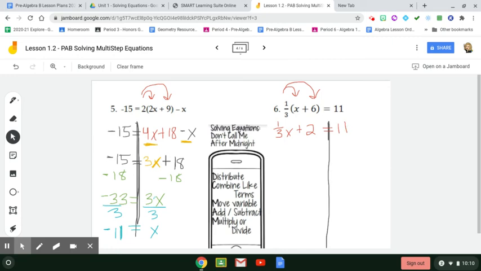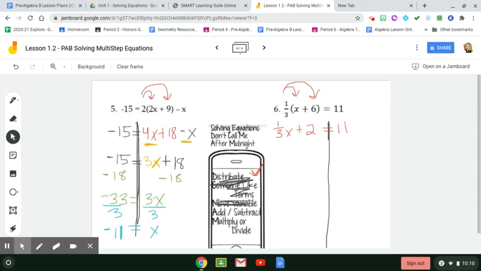So I distributed. Okay, now to combine like terms, remember that means there has to be something on the same side that has to be the same. So the 1/3 x plus 2, I don't have any x's that are the same there. I don't have any constants that are the same there. So I don't have any like terms, and the 11's hanging out by itself. So we actually don't have that step in this problem. So that's good. And I don't have any variables on the other side.